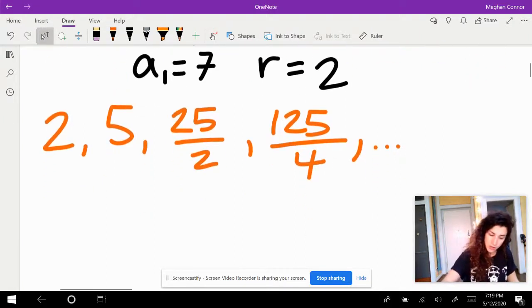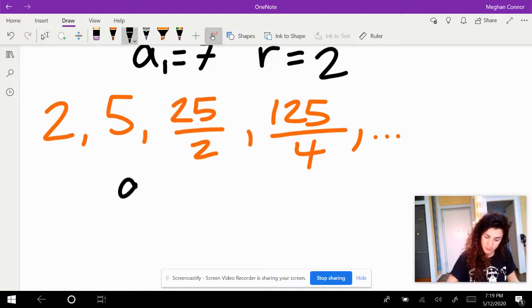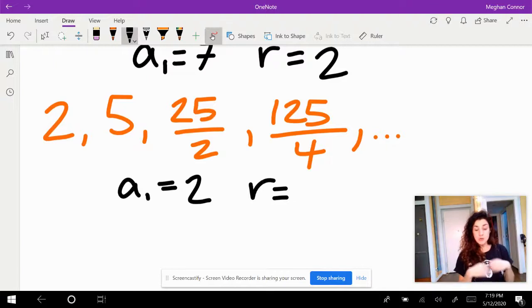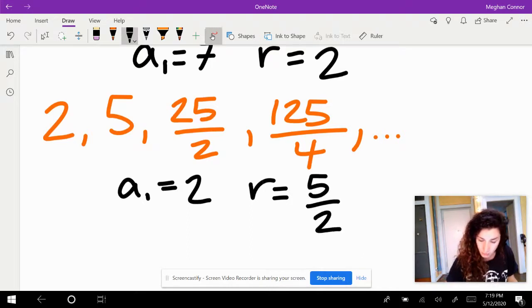Our first term is 2. Our common ratio is, here you can divide out the terms if it's hard to see. In order to get from 2 to 5, I had to have something larger than 1. So I wouldn't do 2 divided by 5, because that would be less than 1. I would do 5 divided by 2. And then think about that. Okay, well, what if I multiplied 5 by 5 divided by 2? That's 25 divided by 2. What if I multiplied 25 divided by 2 by 5 over 2? That would be 125 divided by 4. So our common ratio here is 5 over 2.